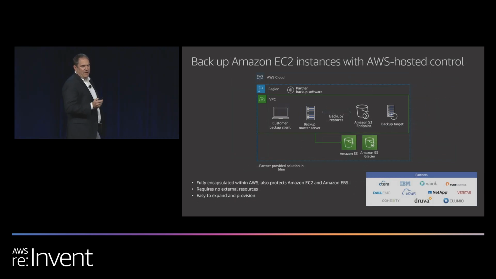So backing up Amazon EC2 instances with AWS-hosted control. In this model, everything is encapsulated within the AWS cloud. We're not talking about protecting any on-premises resources. This is all management and protection of resources within the AWS cloud. So it's a very simple model. Everything happens within the cloud. Typically, it starts with EC2 and EBS resources, and then partners scale out their functionality from there. And you can see there's a number of partners that have already begun supporting this model.